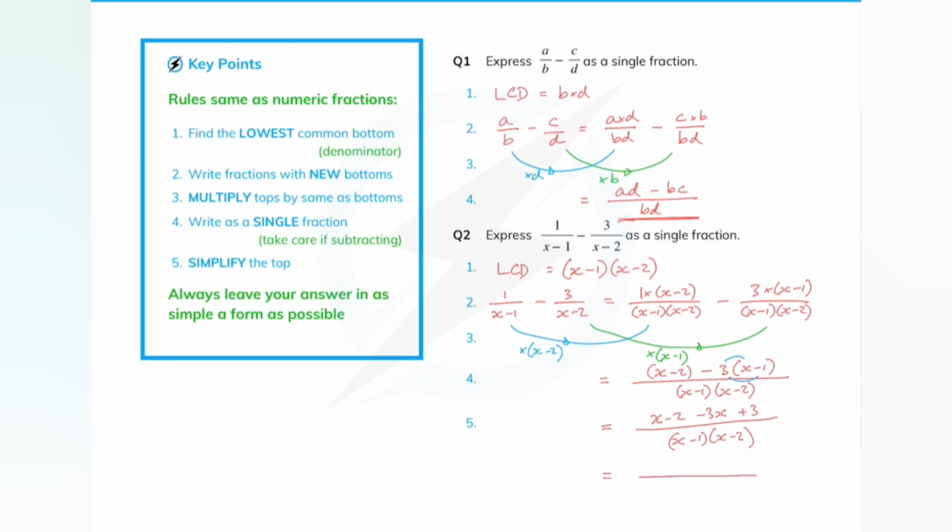And so I get x minus 3x is minus 2x, and minus 2 plus 3 is 1, so I'm going to write it as 1 minus 2x, so that I don't have a minus sign at the front, over x minus 1, x minus 2. And that, to my eyes, is as simple as we can write that.